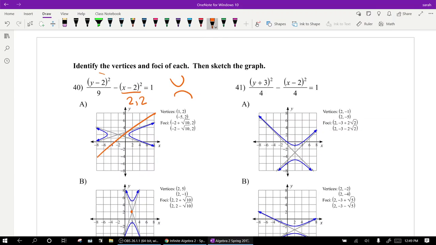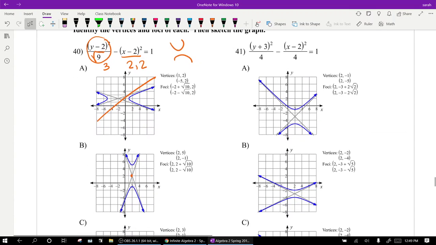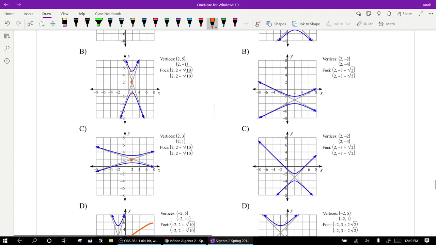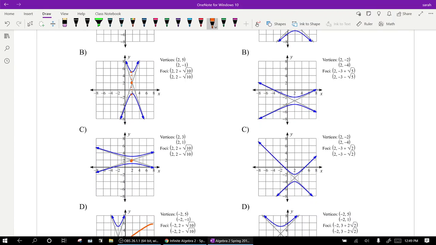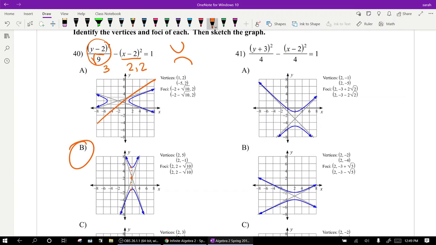So let's take a look at the next thing. Let's look in the Y direction. I'm going to go 3. All right. So 1, 2, 3. That works. 1, 2, 3. Okay. So B is still working. C, 1, 2, 3. Nope, that doesn't work. So it can't be C. So it has to be B. So number 40 is B.